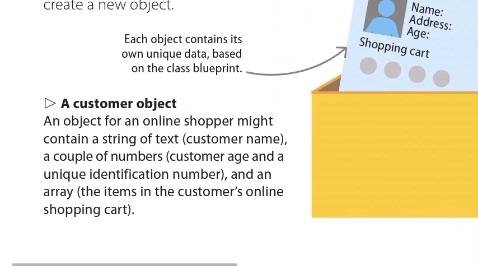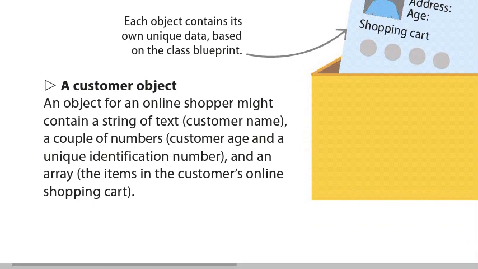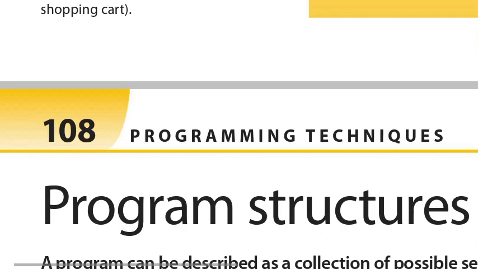A customer object. An object for an online shopper might contain a string of text, meaning the customer name, a couple of numbers with the customer age and a unique identification number, and an array, the items in the customer's online shopping cart.